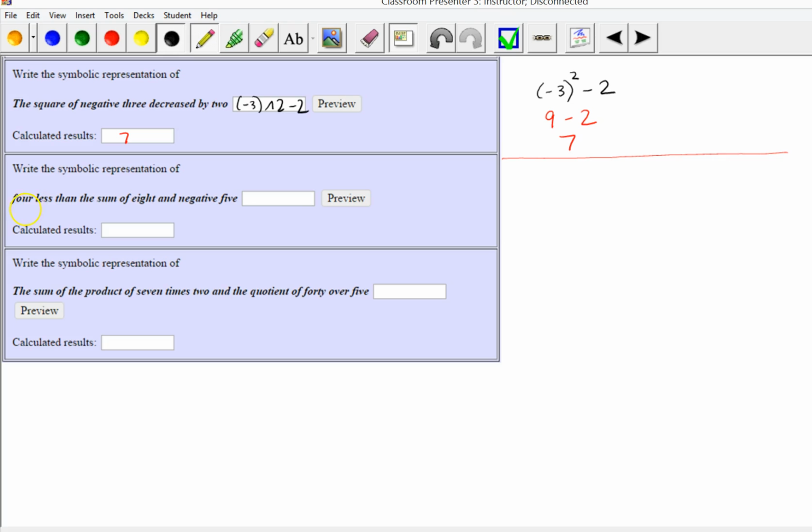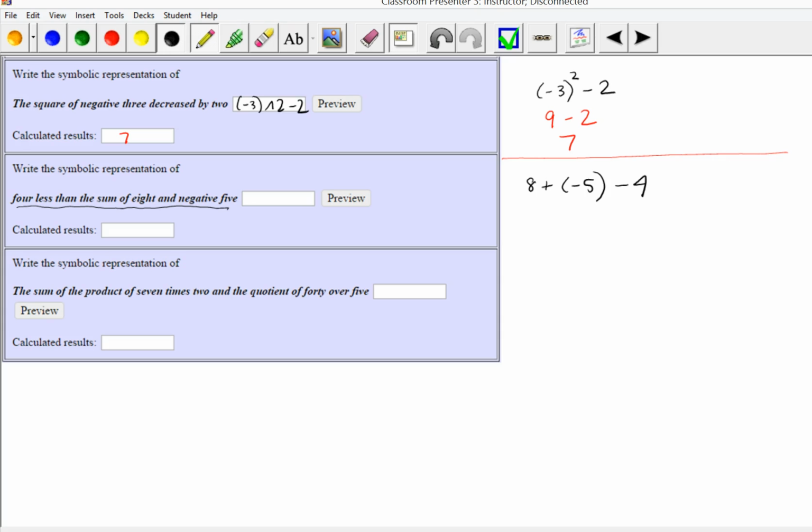In the next one, we have 4 less than the sum of 8 and negative 5. Okay, so if it's 4 less than the sum, this is saying that we need to compute the sum first, and then we're going to subtract 4. So first let's take the sum of 8 and negative 5. 8 plus negative 5, and then we could subtract 4.